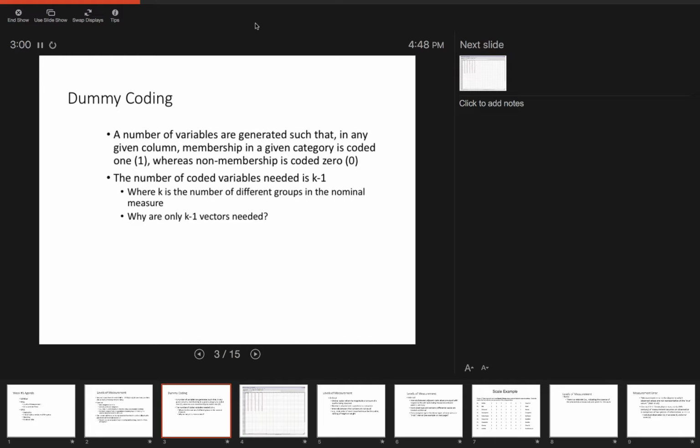The clearest answer, I think, is because with k minus 1 columns of data, we can perfectly represent k categories. We only need k minus 1. And when I say a vector, I'm talking about a column of data, right? So think about a data set and a vector. Sometimes I say column, sometimes I say vector, but it's a single column of data. So we can perfectly represent k categories with k minus 1 vectors of data. And let me show you.